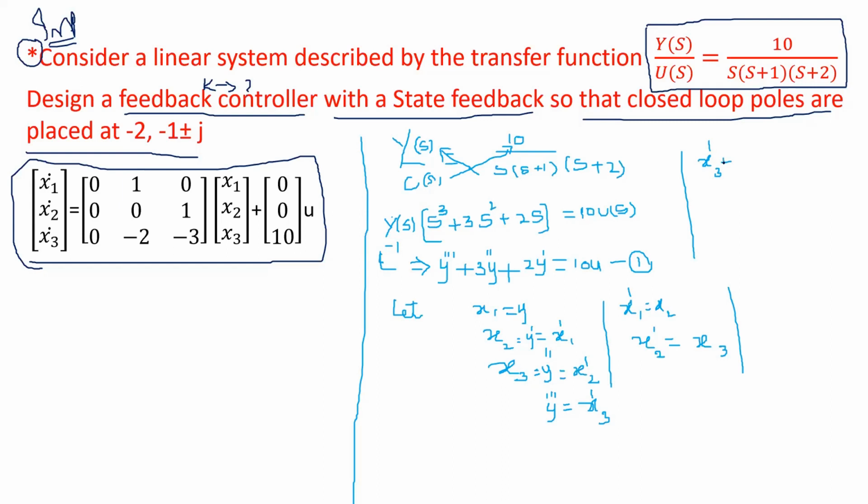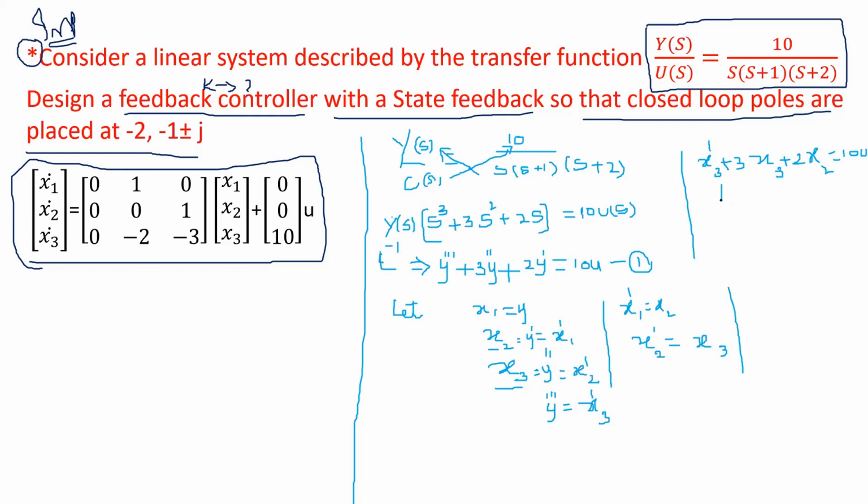Plus 3 into, what is y double dash? Y double dash is nothing but, in terms of state variables, x3. Therefore, 3 into x3 plus, what is y dash? 2 into, so what is y dash? Y dash is nothing but x2. 2 into x2 is equal to 10 into u.